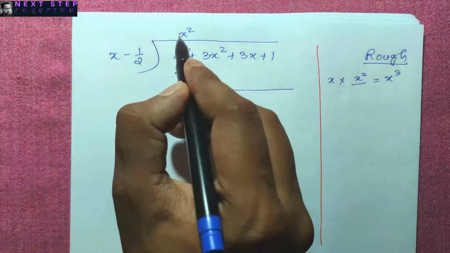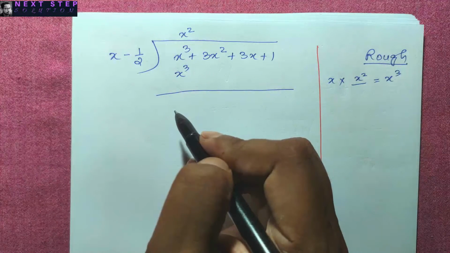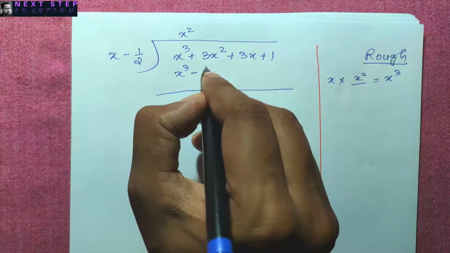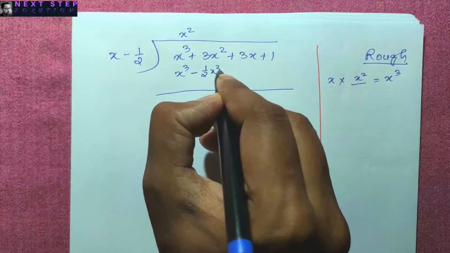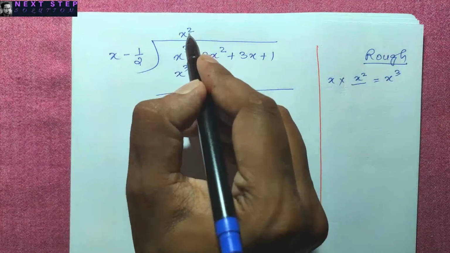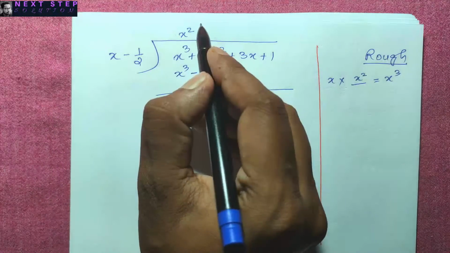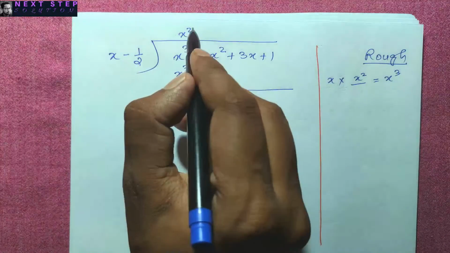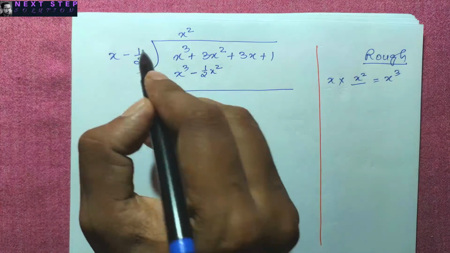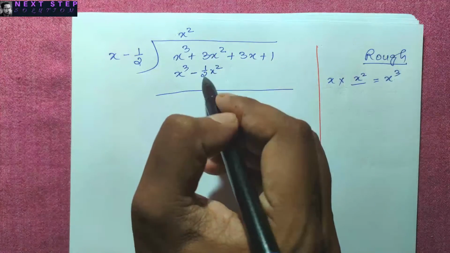Minus 1 by 2, if multiplied with x square, it gives minus 1 by 2 x square. If we multiply 1 with x square, we get 1x square. If we multiply 2 with x square, we get 2x square. So if we multiply 1 by 2 with x square, we get 1 by 2x square.